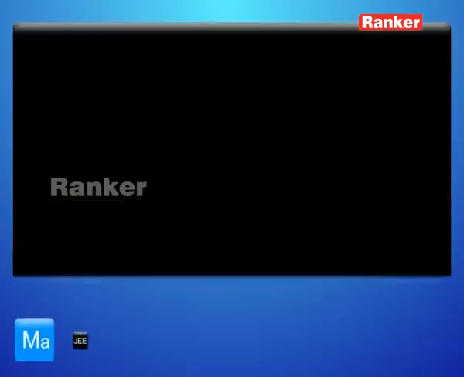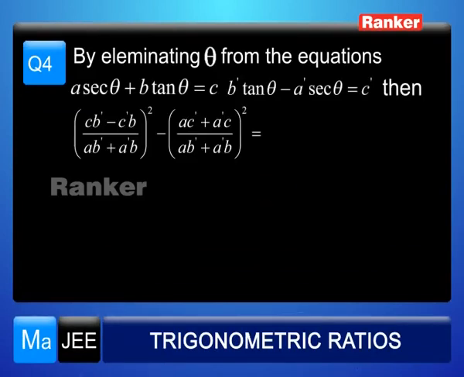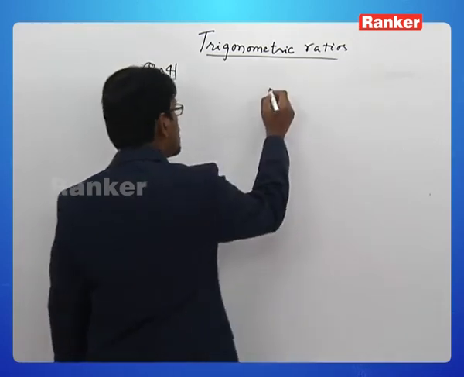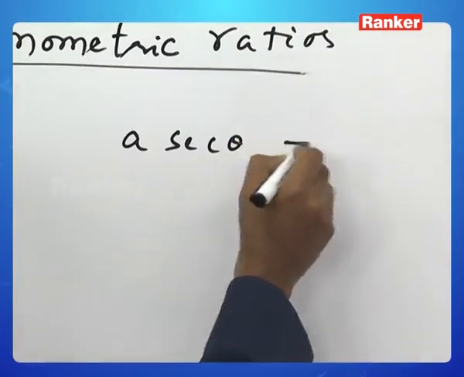Let's move on to the next question, question number 4. By eliminating theta from the equations a secant theta plus b tan theta is equal to c, b dash tan theta minus a dash secant theta is equal to c dash, then (cb dash minus c dash b) the whole by (ab dash plus a dash b) the whole square minus (ac dash plus a dash c) by (ab dash plus a dash b) the whole square is equal to: first option 0, second option 1, third option 2, fourth option minus 1.